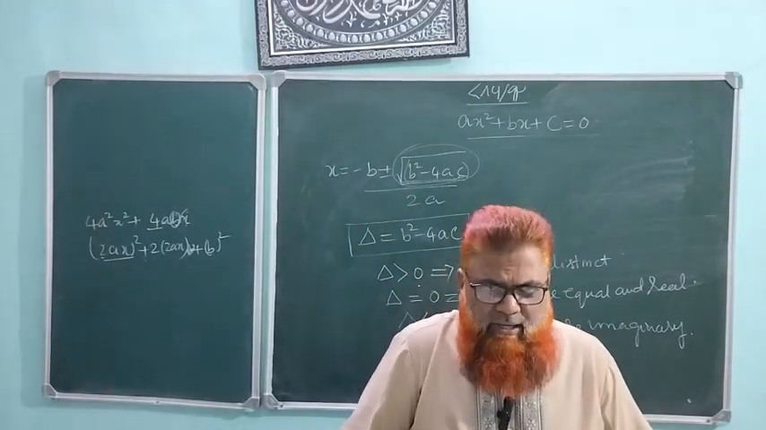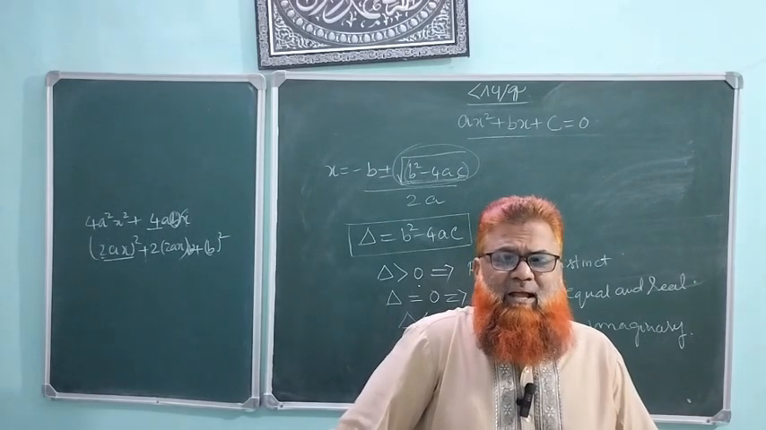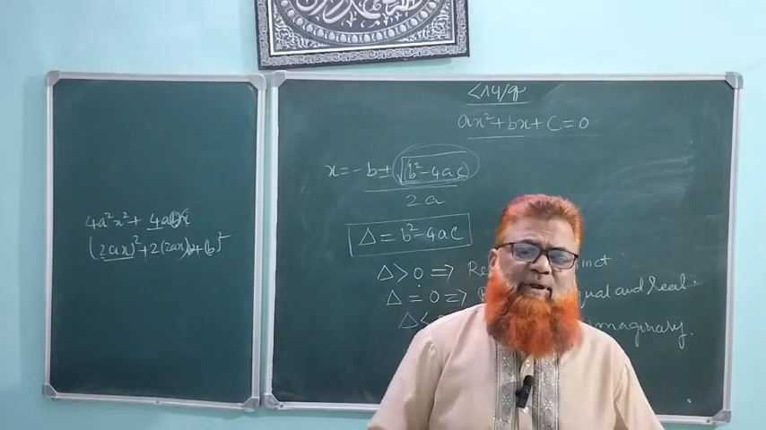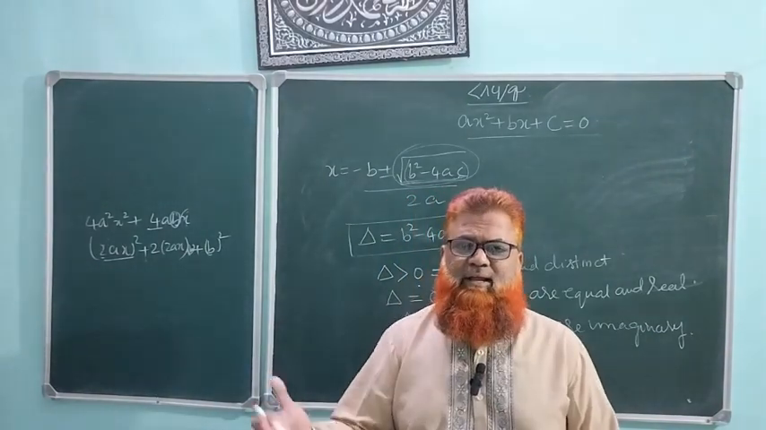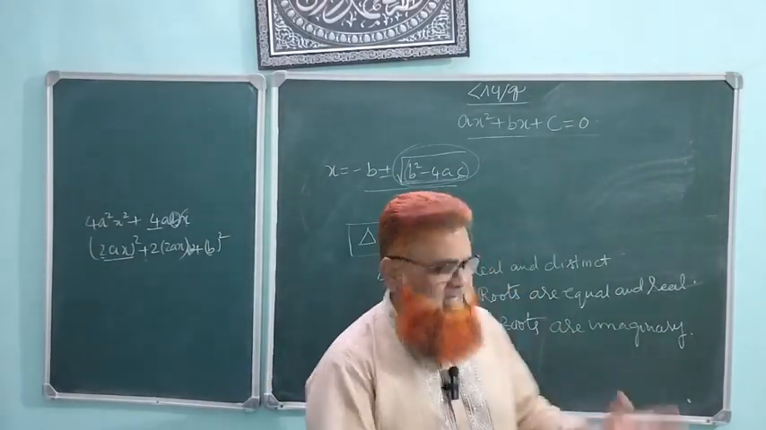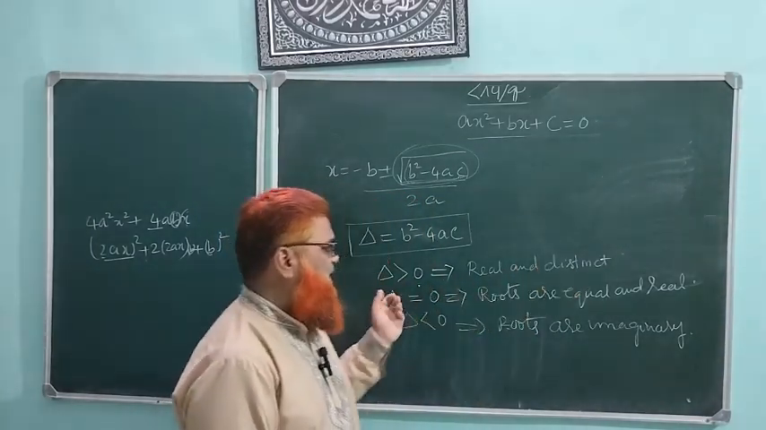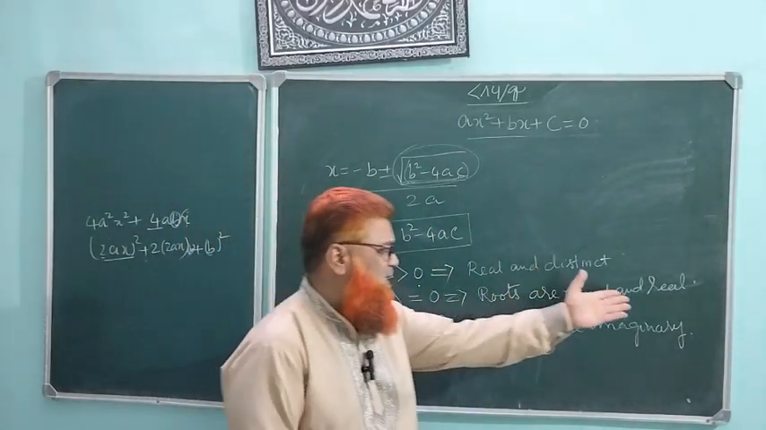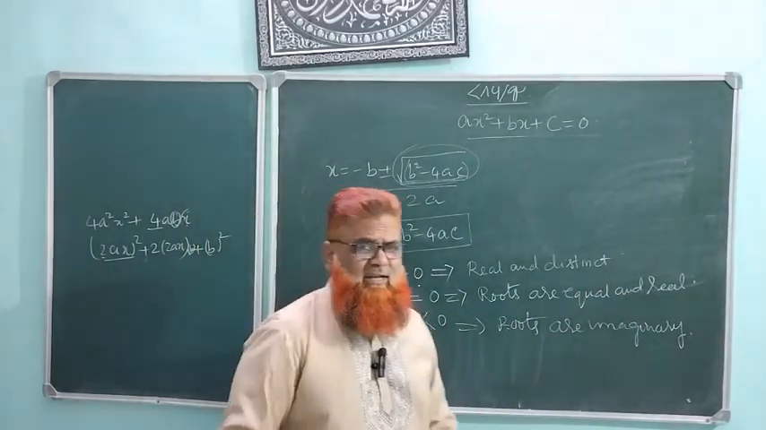The most common and basic thing is comparison. Whenever we have a comparison, we have three factors: greater, lesser, equal. The same way here, delta is greater than 0, roots are real and distinct. Delta is equal to 0, roots are equal and real. If the delta is less than 0, the roots are imaginary.